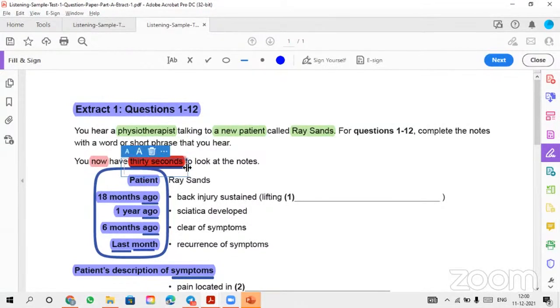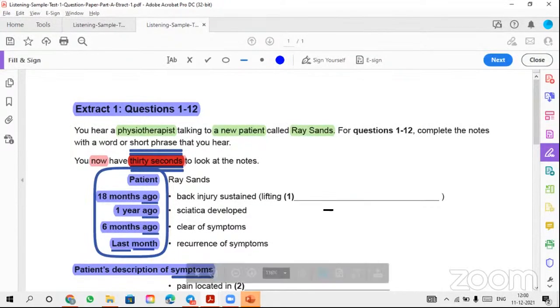This 30 seconds is pre-listening time. So this is very, very important. This is time bound. How to save and manage this time, I am going to show you now. 30 seconds means 12 questions. That means 2.5 seconds for each question. Too much.